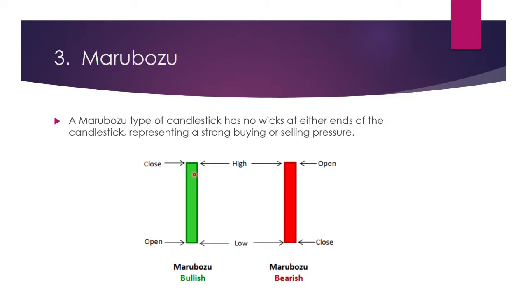A Marubozu, and I have a hard time saying that name, type candlestick has no wicks at either end, representing a strong buying and selling pressure. And you can see that they don't have nothing. You see these all the time as well. They're just not there. And I'm going to show you a chart now with it.